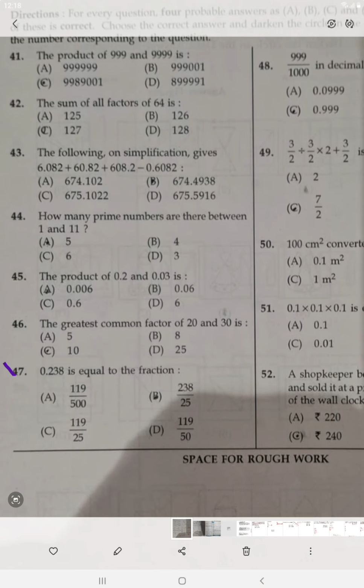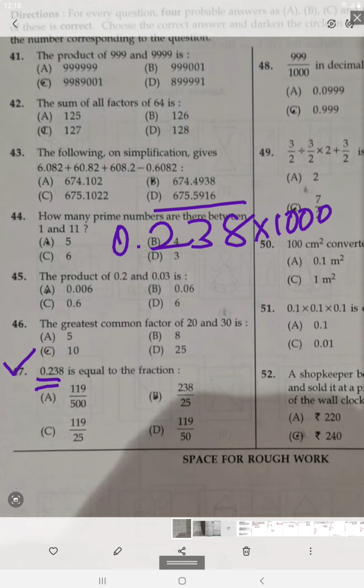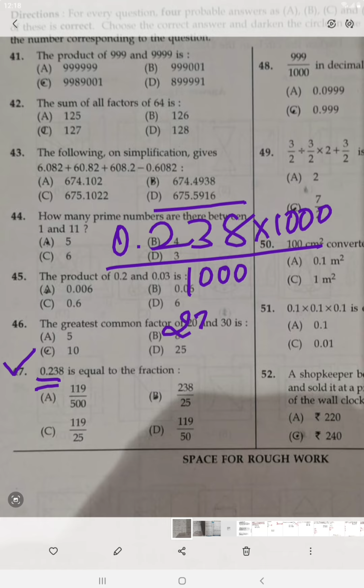Let us move on to the next question, that is 47. The 47th question, a decimal number is given, you just have to convert it to a fraction. Here 0.238 is given. To convert it to fractional form, to shift these three numbers to the left-hand side, we just have to multiply using 1000, and also divide by 1000. This is by the method of equivalent fraction, we are just multiplying and dividing with the same number. After simplification it will be 238 divided by 1000.